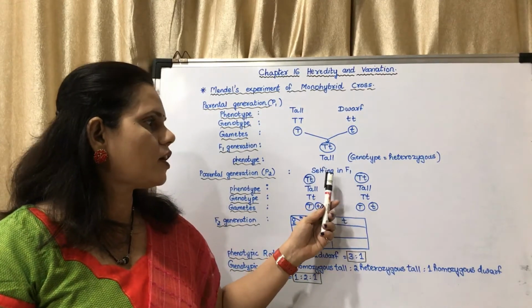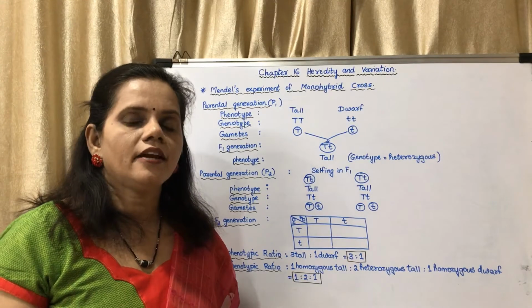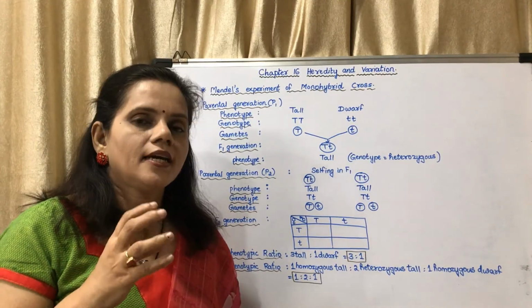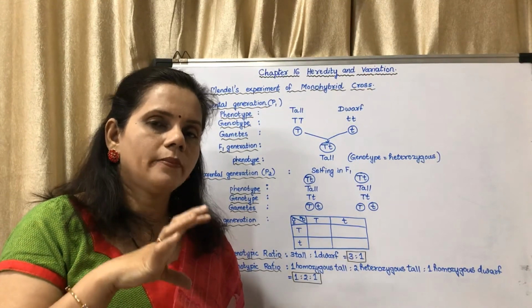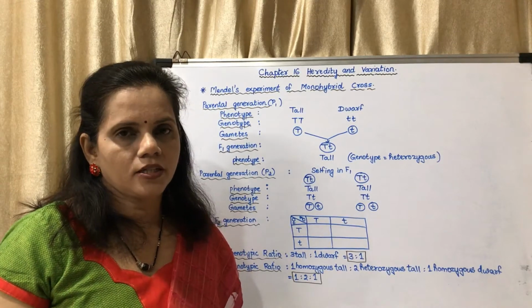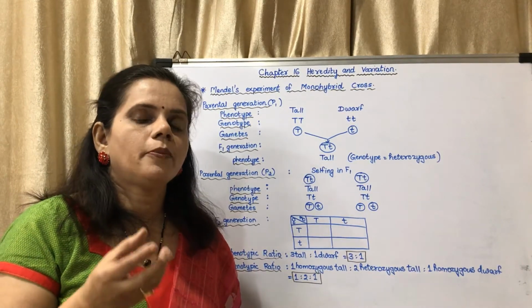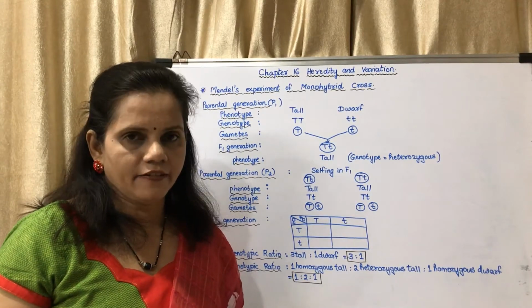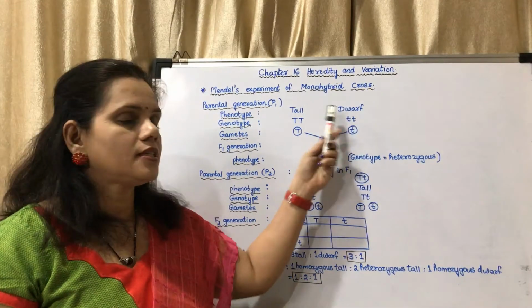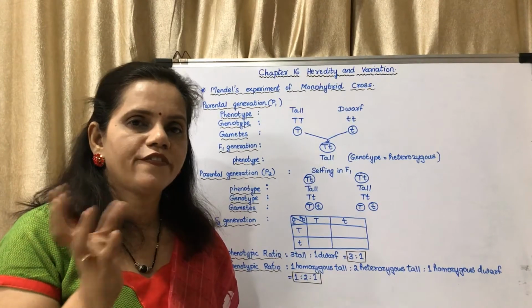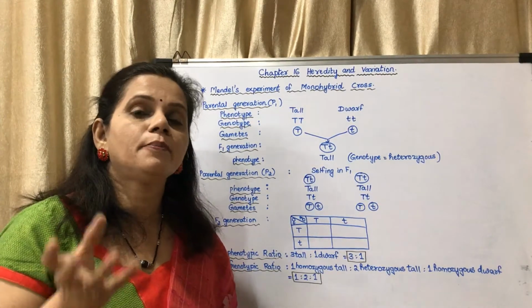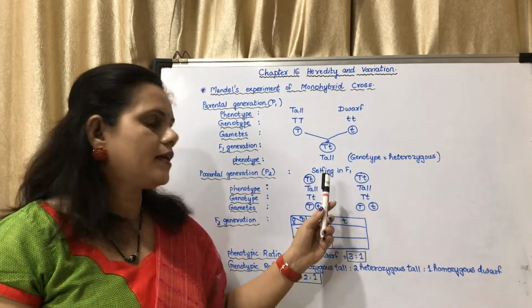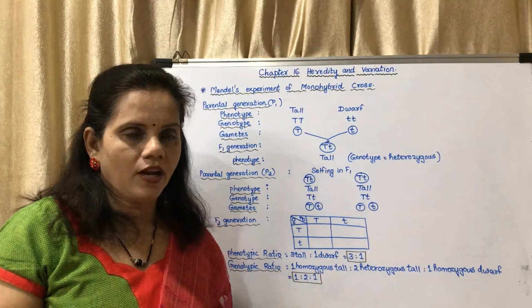Now, the selfing of this plant was done. Selfing of this plant means in the same flower, both the male part and the female part are there. So the pollination was carried out in the same flower itself. Here the pollination is carried out between two different flowers or two different plants basically. Here it is in the same plant, same flower.